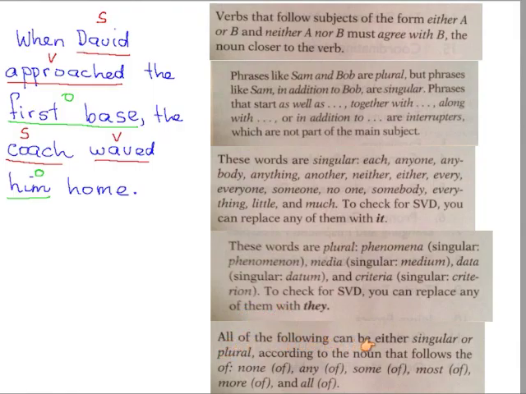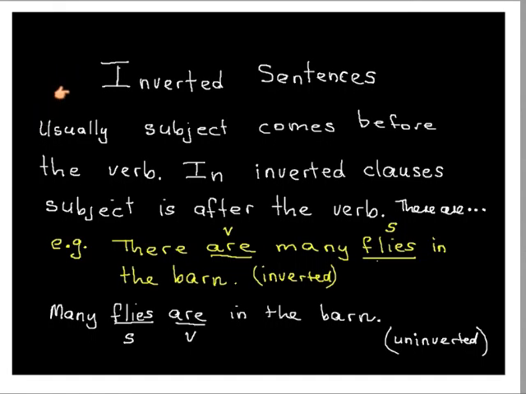All of the following can be either singular or plural according to the noun that follows the of. None of, any of, some of, most of, more of, and all of. The next thing I want to talk about is inverted sentences. You have to be aware that usually subject comes before the verb. In inverted clauses, the subject is after the verb, and usually inverted clauses will start with there are or there is. For example, there are many flies in the barn.